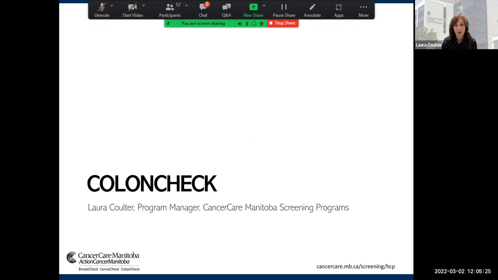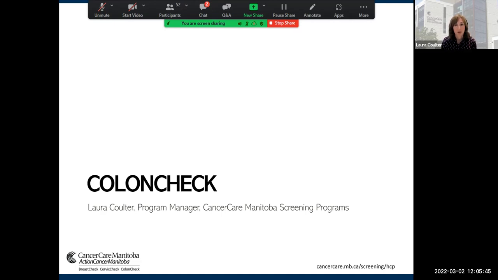So today I'm going to be describing how ColonCheck supports Manitobans in accessing colorectal cancer screening and identify the screening test used for individuals at average risk for colorectal cancer. I'm going to define how ColonCheck is supporting Manitobans at increased risk of colorectal cancer.